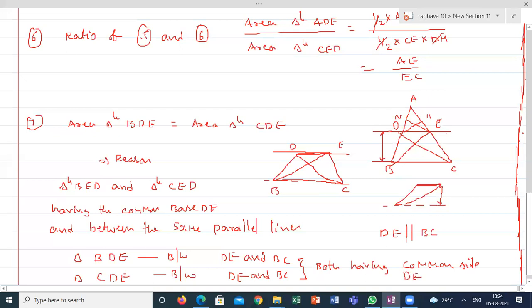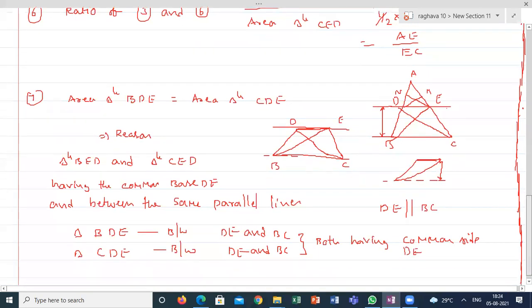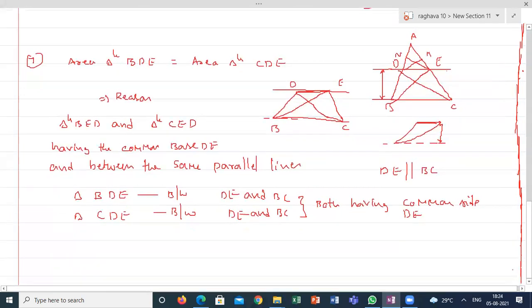Automatically, if any two triangles are drawn between the same two parallel lines, suppose I have two parallel lines like this and I take two triangles like this, irrespective of whether one is equilateral or whether one is a different type of triangle, we have a proof. They have a common base and the same height. Common base and same height means half into base into height is the same for both triangles. That's the reason these two triangles' areas are the same. Will you agree with me? This is a crucial point.